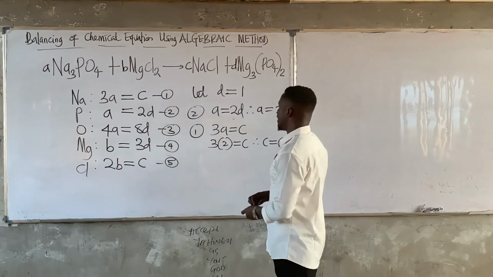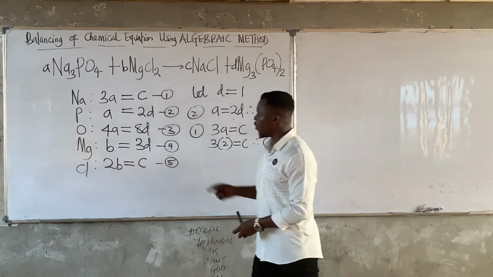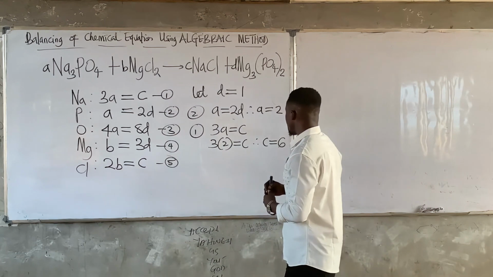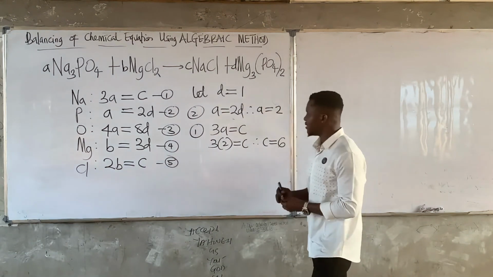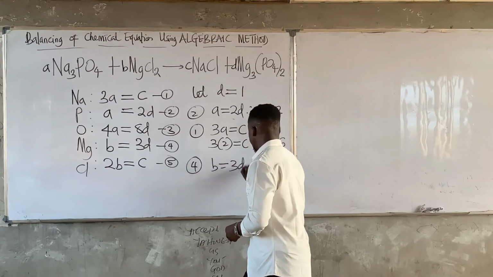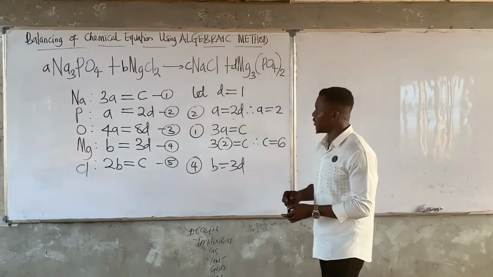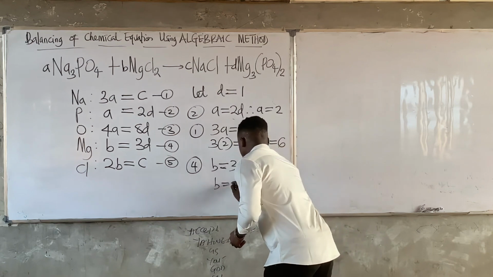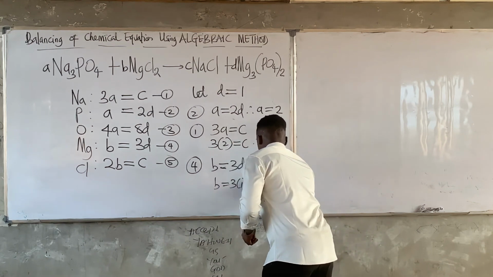So I'll move down to equation 4. Perhaps we can use equation 5, but I want to use equation 4 because I already have a value for D. From equation 4, B equals 3D. Anywhere I see D, I put a value of 1. So this equals 3 into 1, which is 3.